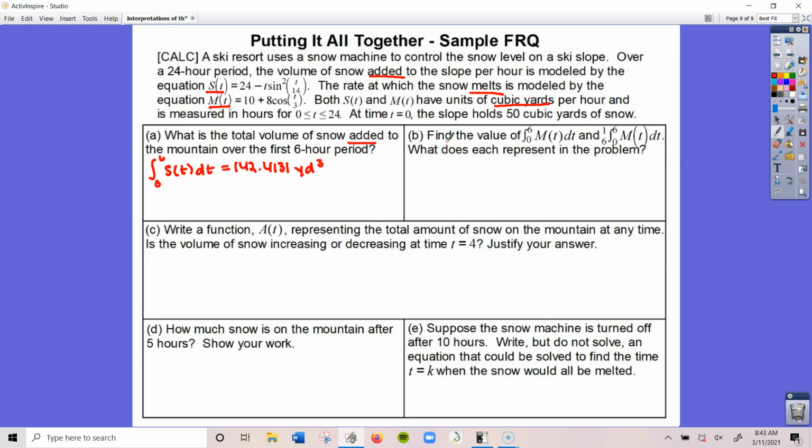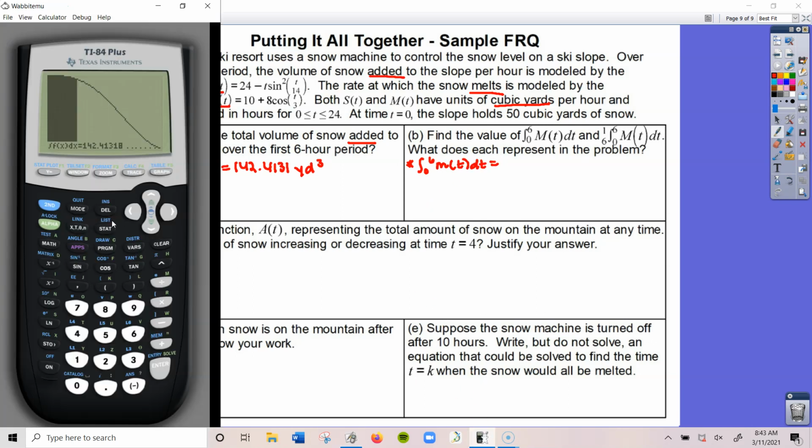For part B, it says to find the value of the integral from 0 to 6 of m of t dt, and 1 over 6 of the integral from 0 to 6 of m of t dt. And what does each value represent in the problem? So let's start off with the integral from 0 to 6 of m of t dt.